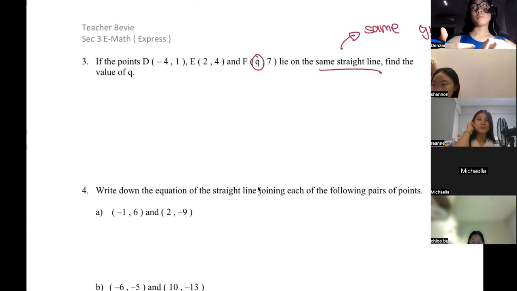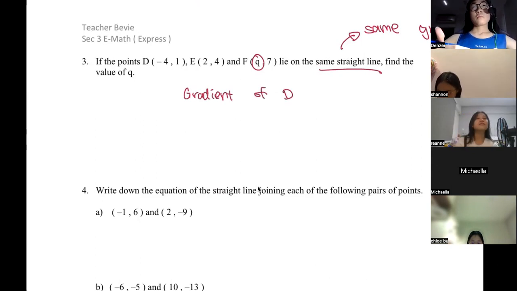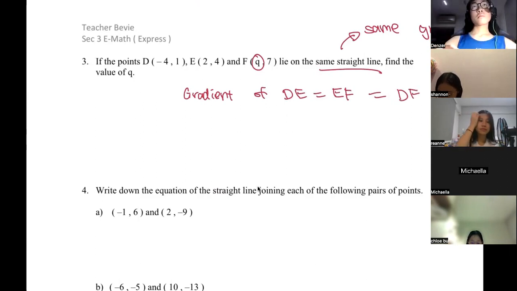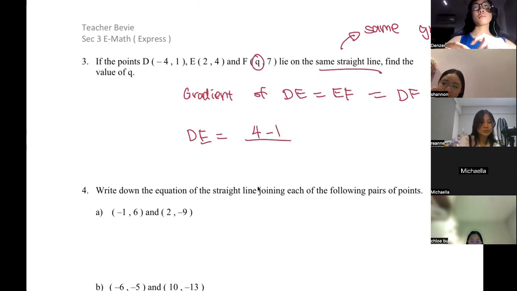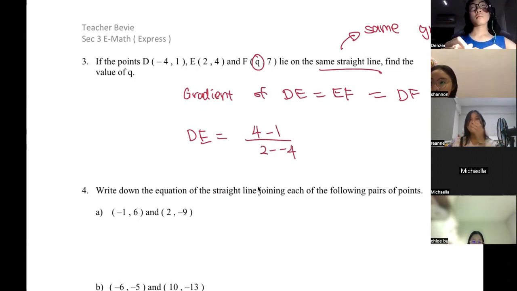Okay, so I got one unknown here, meaning gradient of DE equals to EF equals to DF. I can compare any one of them. Okay, maybe we find DE first, DE gradient. Y1 minus Y2 over X1 minus X2. This is half.